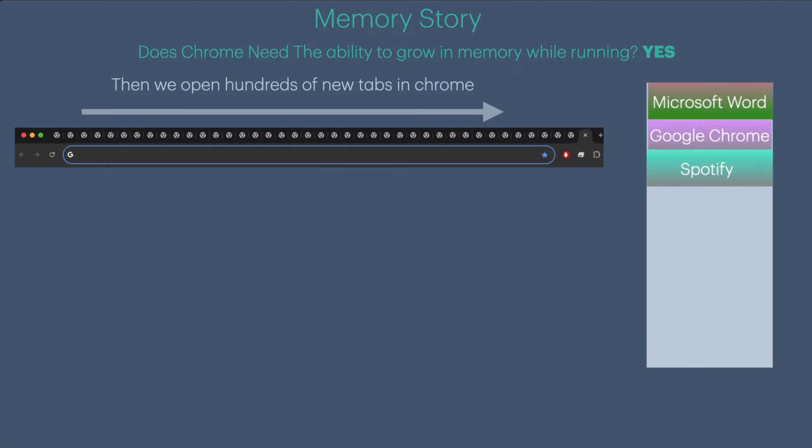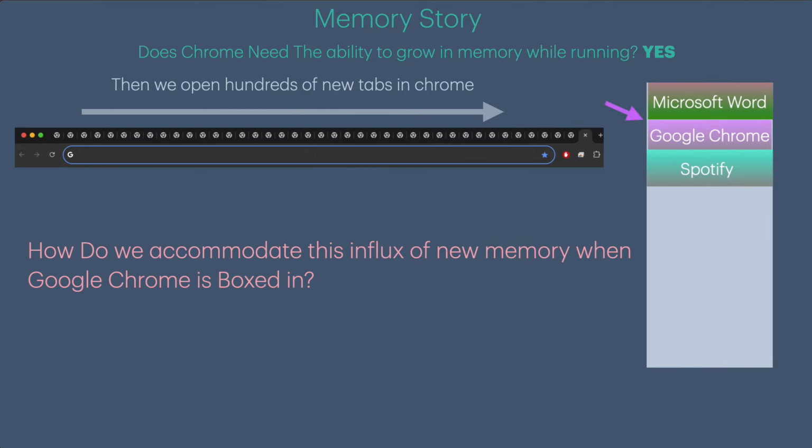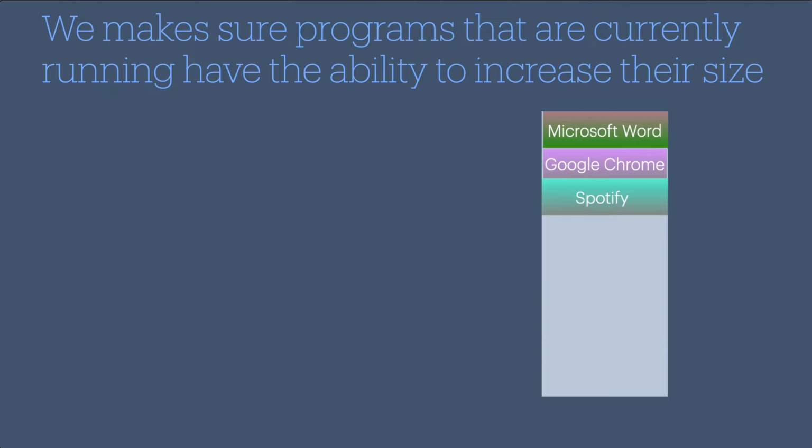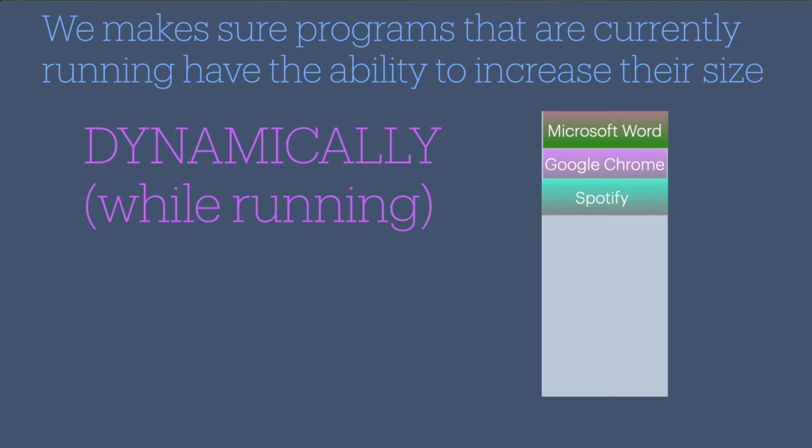So how does Chrome get all this memory? How do we accommodate this influx of new memory when Google Chrome is clearly boxed in? It doesn't have any place to grow, right? Microsoft Word is on top of it, Spotify is on the bottom of it. So what we do is we make sure programs that are currently running have the ability to increase their size while they're running. We call that dynamically. They can dynamically increase their size. And for that reason, this concept is also referred to as dynamic memory.